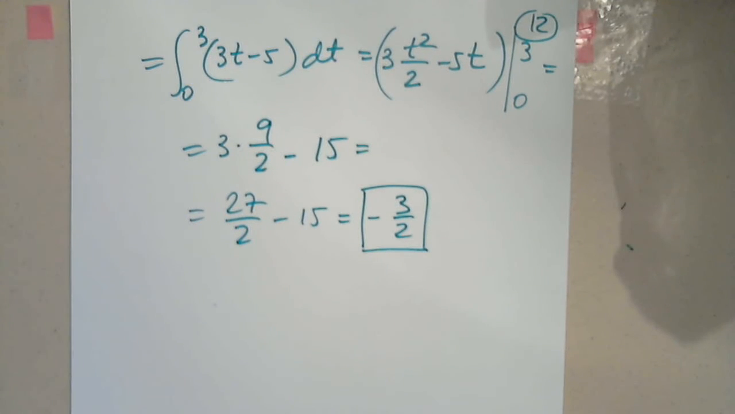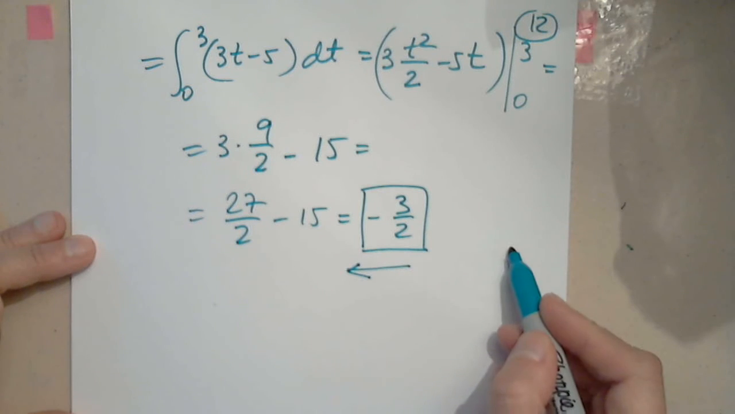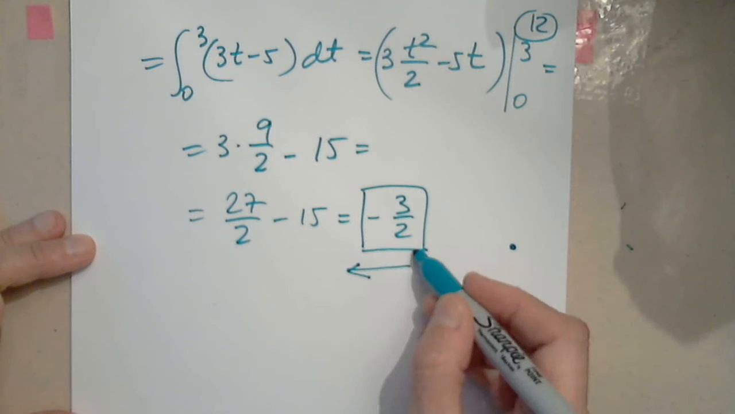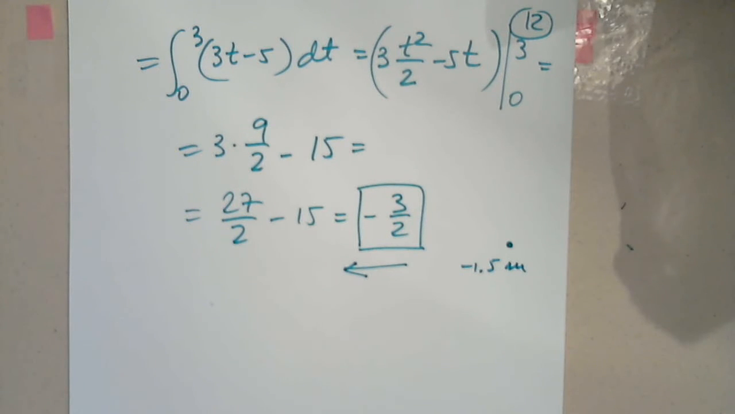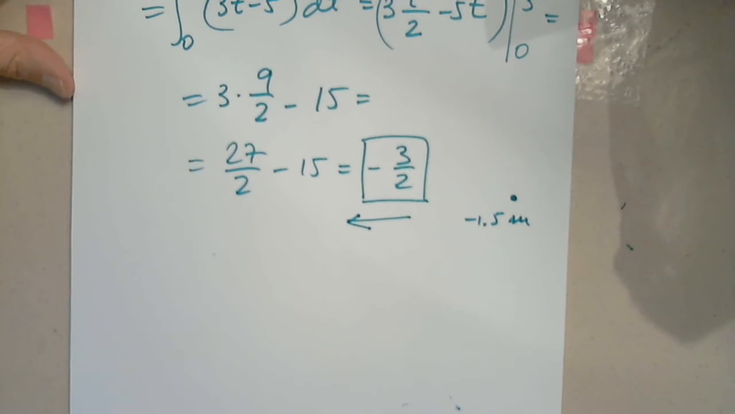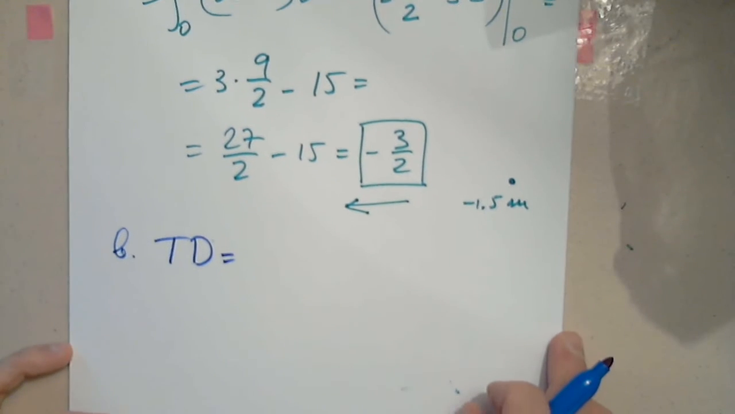That really says that the particle goes this way. It starts somewhere here and it goes to the left negative 1.5 meters. That's all it means. Now, when we talk about part B, which is the total distance, that's a different story.